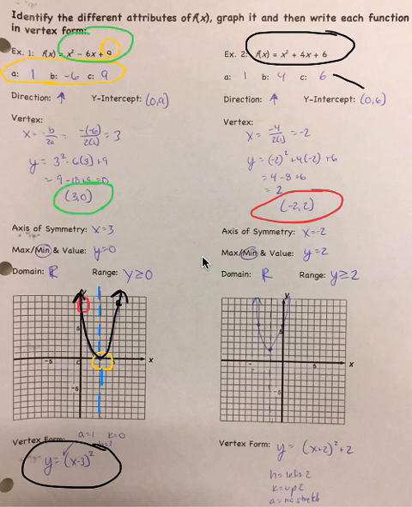Range, like domain, is all reals. Range is y is greater than or equal to 2. You can see we plotted it out. Here's our vertex. Here is 0, 6, our y-intercept. Our axis of symmetry, right down the pipe. And then we found our third point across the axis of symmetry from our y-intercept, and then we can graph it.